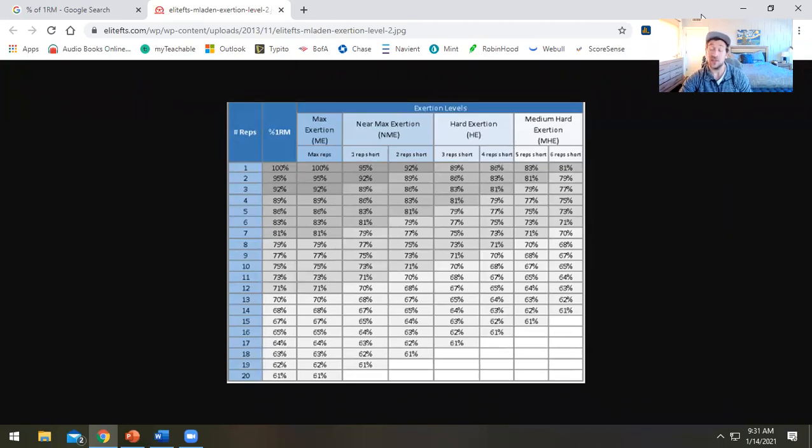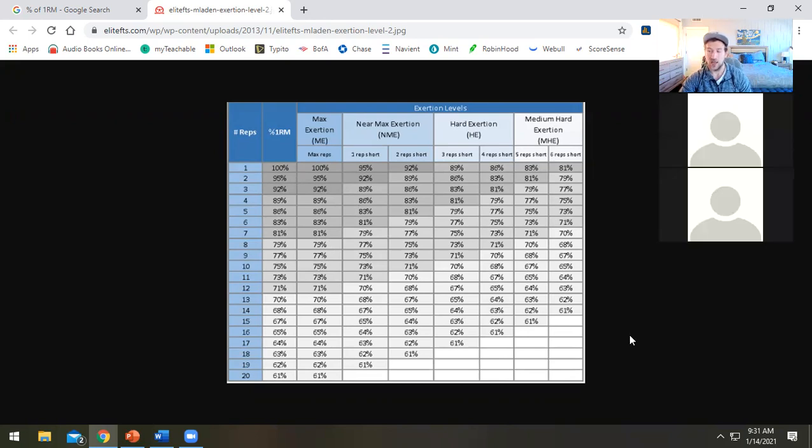NASM is going to say 75 to 85% because they're just rounding to make it easier for you. 75 to 85 is the number we need to have memorized. But you can see this chart is a little bit different. If you were lifting 60% of your one rep max, you might get all the way up to 20 repetitions. So between 60 and 70%, that would be somewhere between 12 and 20 repetitions, right?